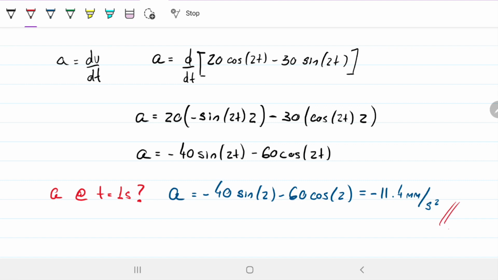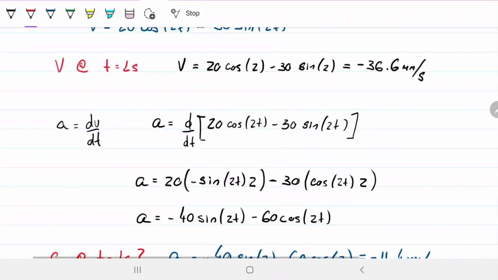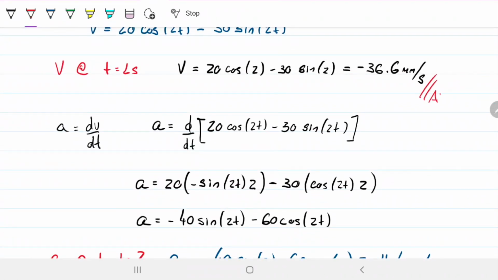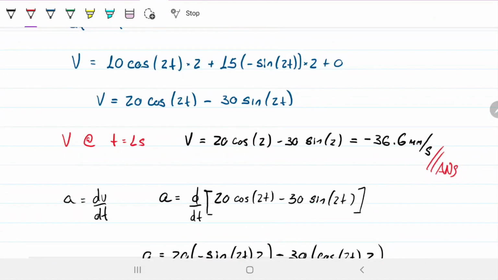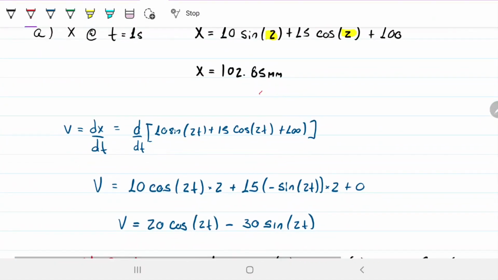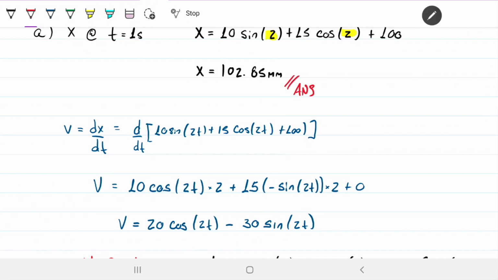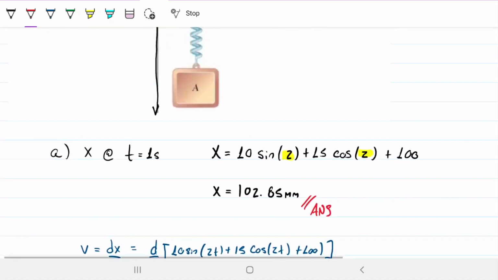Let's actually put down the answer. So this is the answer for the acceleration. This is the answer for the velocity. And this is the answer for the position. Okay, what next?